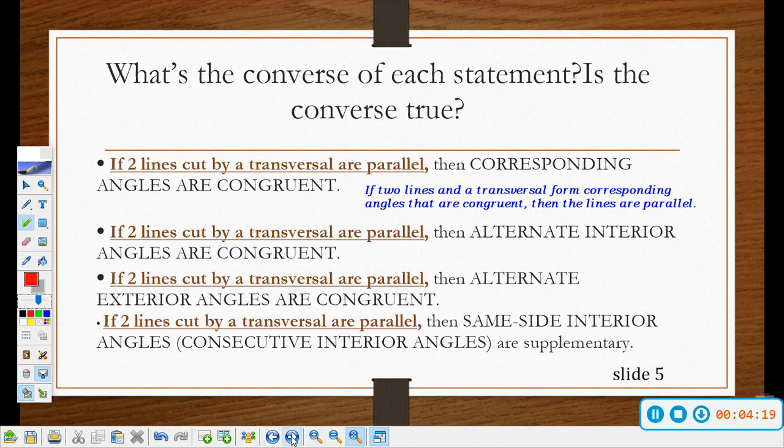So go through each one of these statements and write the converse on your paper. You'll notice that all the converses are true. So circle true. Pause the video so that you can complete the notes for slides 5 and slide 6.